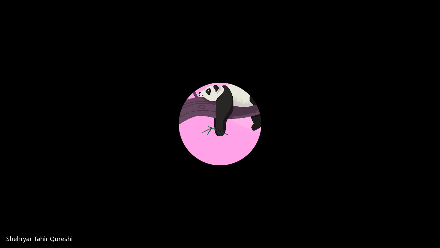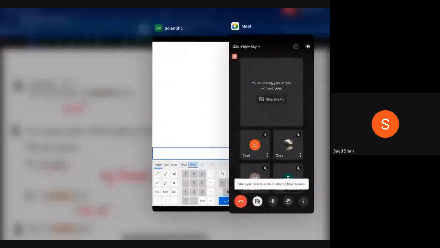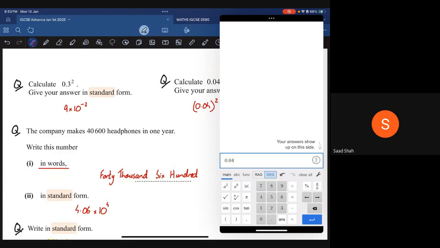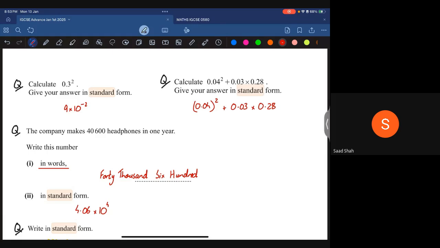So the first step of solving this question is going to be fairly simple. I'm just simply going to do 0.04 whole squared plus 0.03 times 0.28. I'm getting 0.01. Is this correct, Saad? Yes. So I'm getting 0.01. So that is my answer for this.